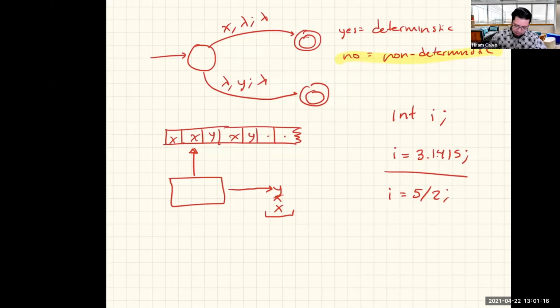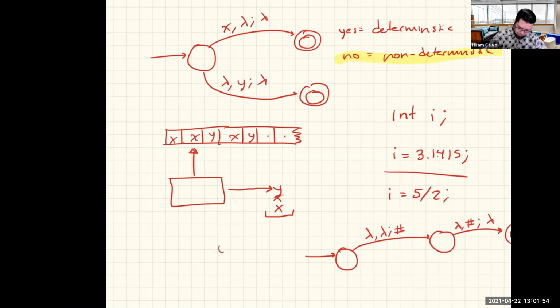Okay, so one last, and the last one on determinism and non-determinism. So the last poll.